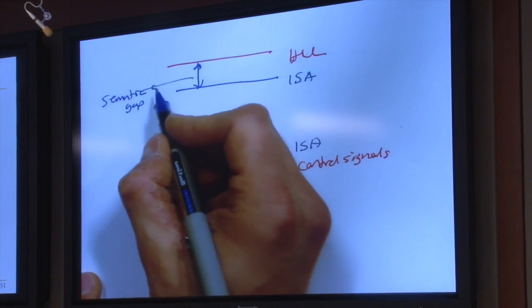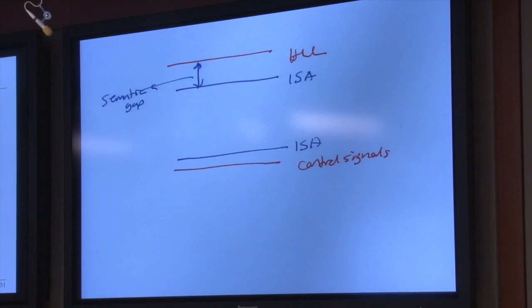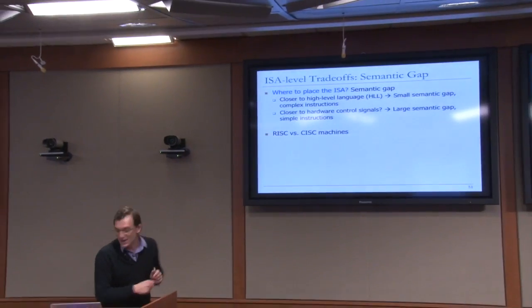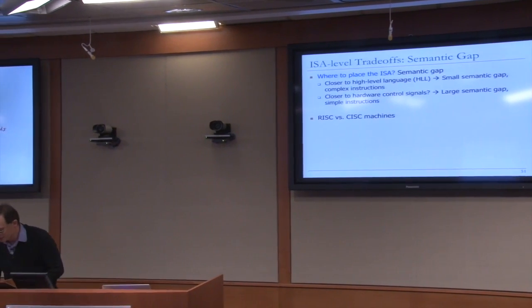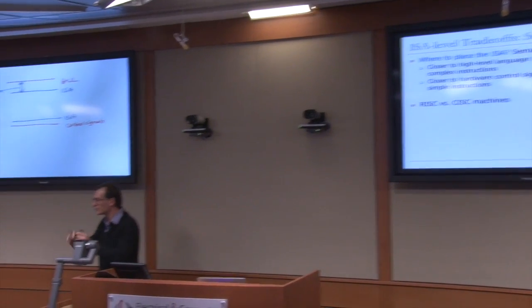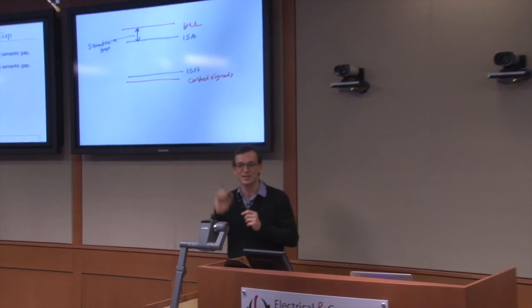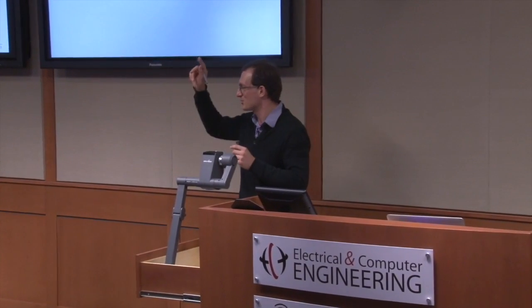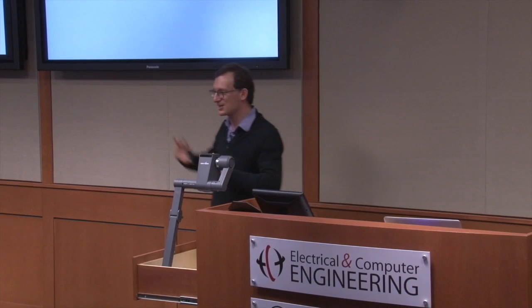So semantic gap is how far away your ISA is from the high-level language. If it's closer to the control signals, you have a large semantic gap, but simple instructions. Well, it's not exactly perfect, actually. If you're too close to the control signals, if you expose all of the control signals to the ISA, now your complexity also increases, right? So take this with a grain of salt. The curve is probably, your complexity is high at the top level, but then your complexity also increases very close to the control signals.